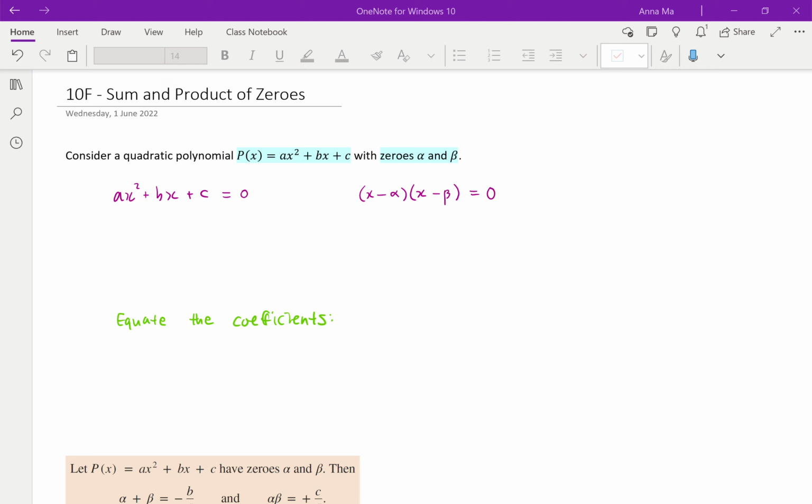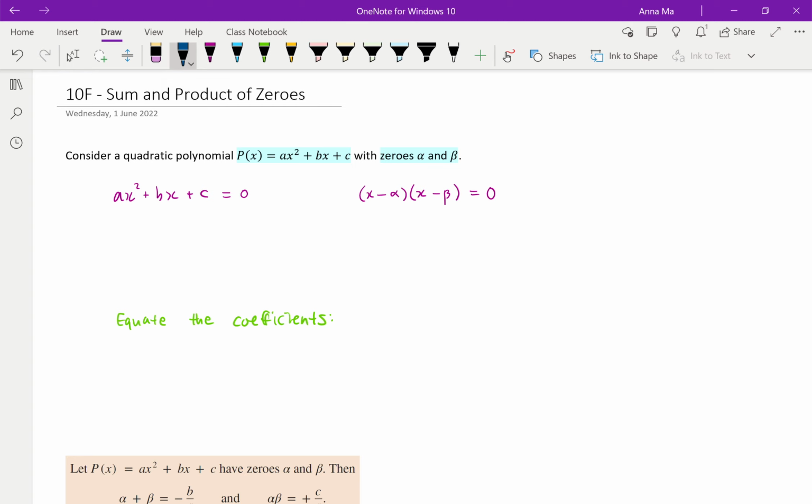Hello, Year 11. Welcome to the fifth lesson for exercise 10F, sum and product of zeros. Now this is, as I said, the only new stuff that you will see in Year 11, as the other things are meant to be Year 10 5.3 revision.